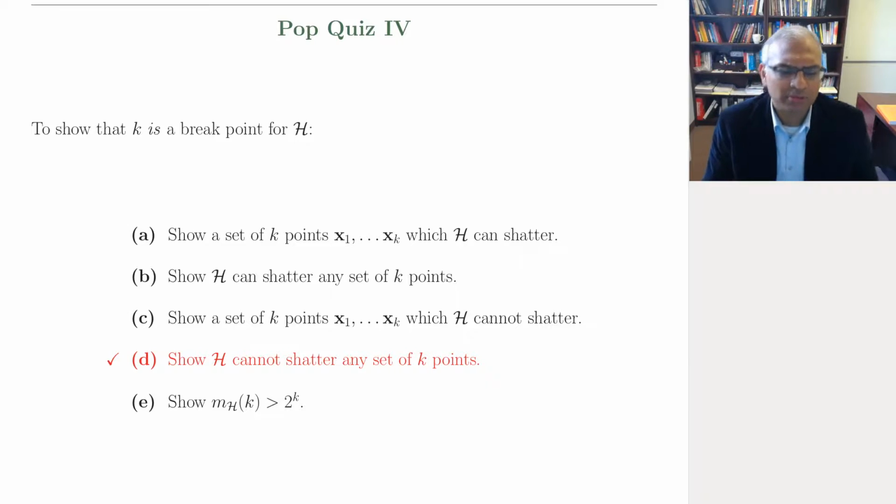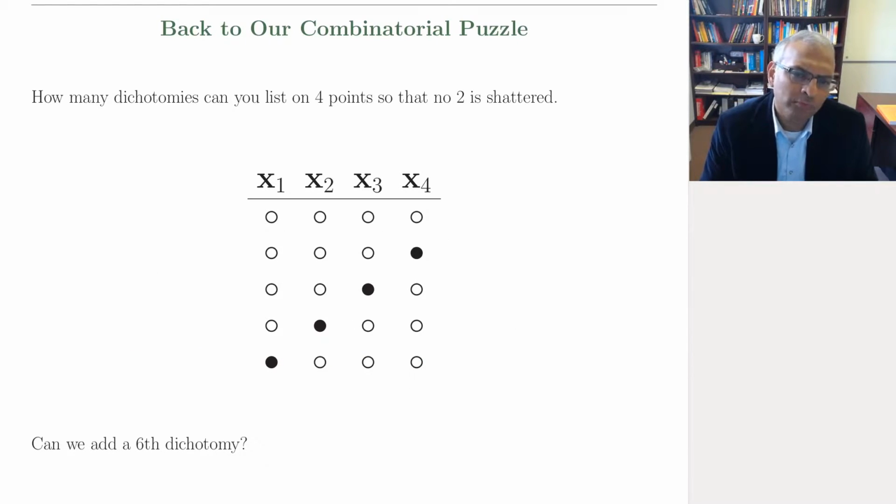I give you 4 points, x1, x2, x3, x4, and I've shown here 5 dichotomies on these 4 points, where the plain circle is a -1 and a filled-in circle is a +1. The key fact about these dichotomies is that if you zoom in on any pair of points, you will find that only 3 of the 4 dichotomies on that pair of points are listed.